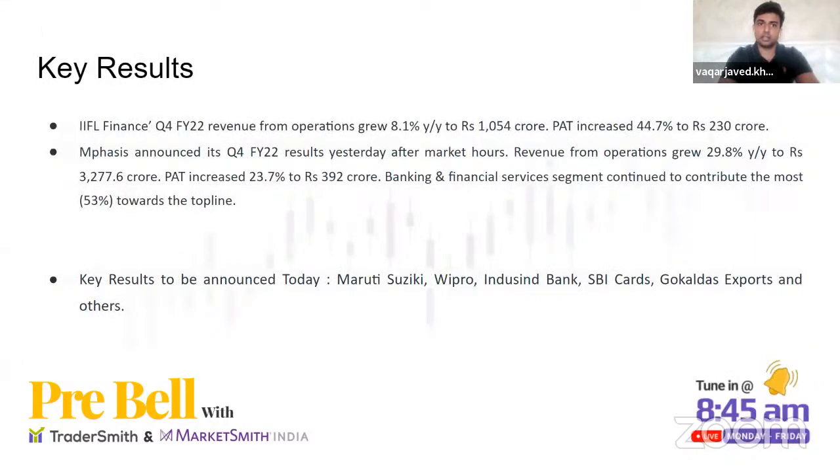So let's talk about the key results of yesterday. ISL Finance Q4 FY22 revenue from operations grew by 8.1% YOY to 1054 crores. PAT increased 44.7% to 230 crores. Mphasis also announced its Q4 FY22 results yesterday after market hours. Revenue from operations grew 29.8% YOY to 3277.6 crores. PAT increased 23.7% to 392 crores. The banking and financial services segment continues to contribute the most, 53% of the top line. Some key results to be announced today: Maruti Suzuki, Wipro, IndusInd Bank, SBI Cards, Gokuldas Exports, and others.